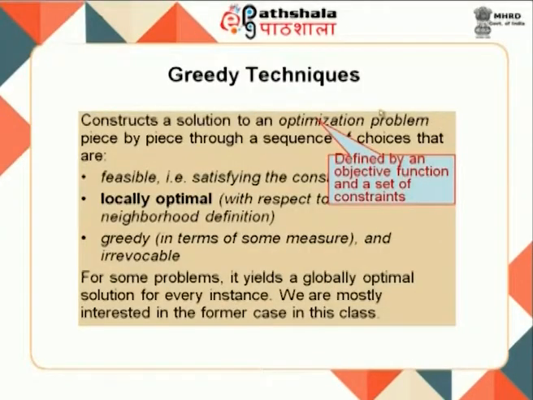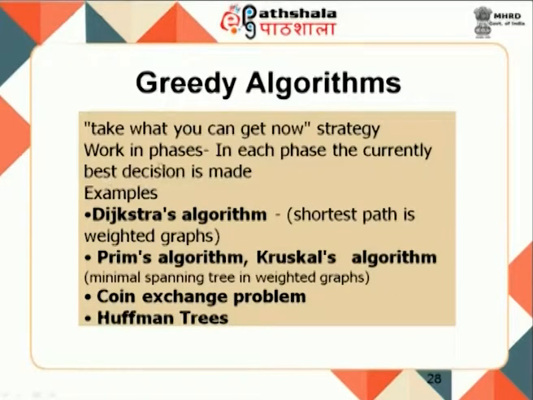So, this optimization you have to define by an objective function normally and by a set of constraints. So, take what you can get now strategy, that is what I was trying to say. Normally for this greedy I take a typical example of a buffet, and in a buffet you just go around and you have the cost. So, you go around, as soon as you see within that range, if you see the most costliest, you want, your aim is to eat for the maximum money.